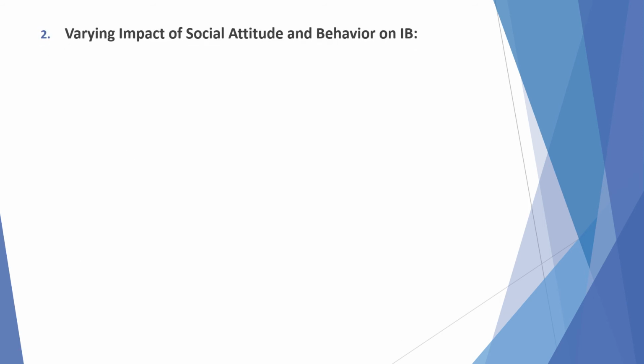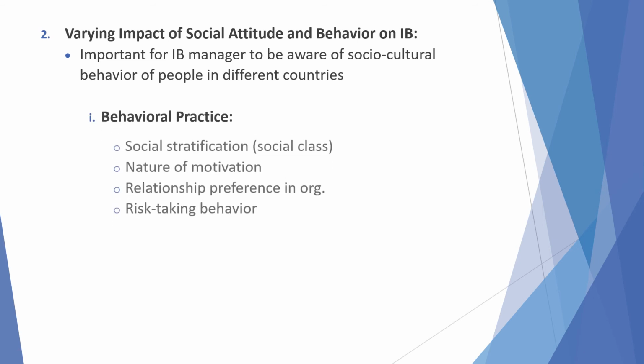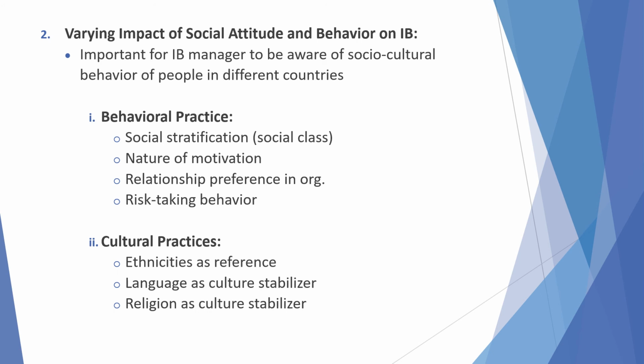Now we have the varying impact of social attitude and behavior on international business. So it is important for an IB manager to be aware of the socio-cultural behavior of people in different countries, where there is first behavioral practice, such as social stratification, social class, nature of motivation, relationship preference in the organization, and risk-taking behavior. Next there is cultural practice, like ethnicities as difference, language as stabilizer, religion as stabilizer.